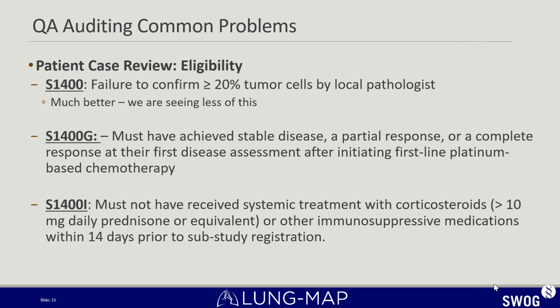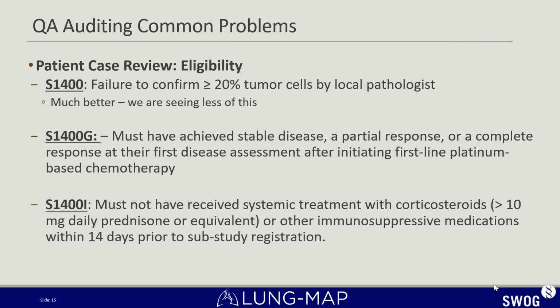And then with patient case review, and with 1400 eligibility, we don't always see on the pathology form that the pathologist is confirming the 20% tumor cells. It's getting a lot better with that. We're not seeing as much of an issue with that, so good on y'all.